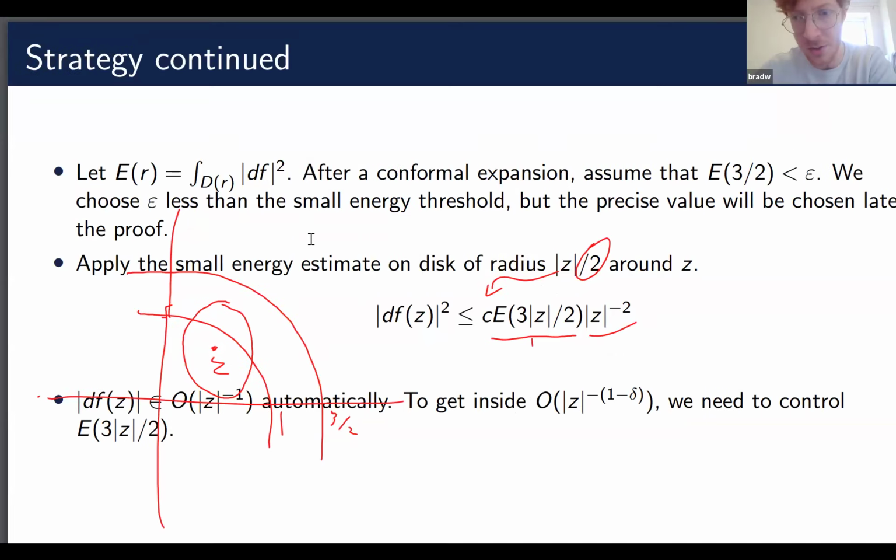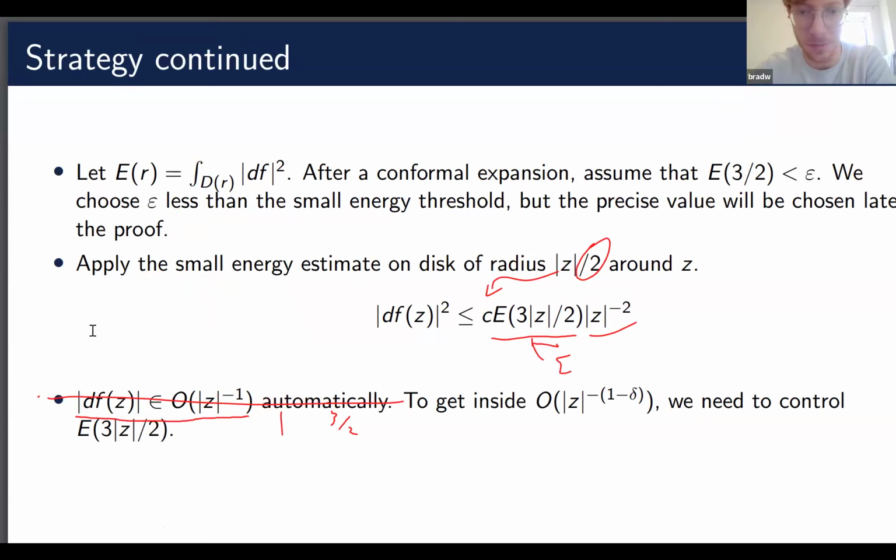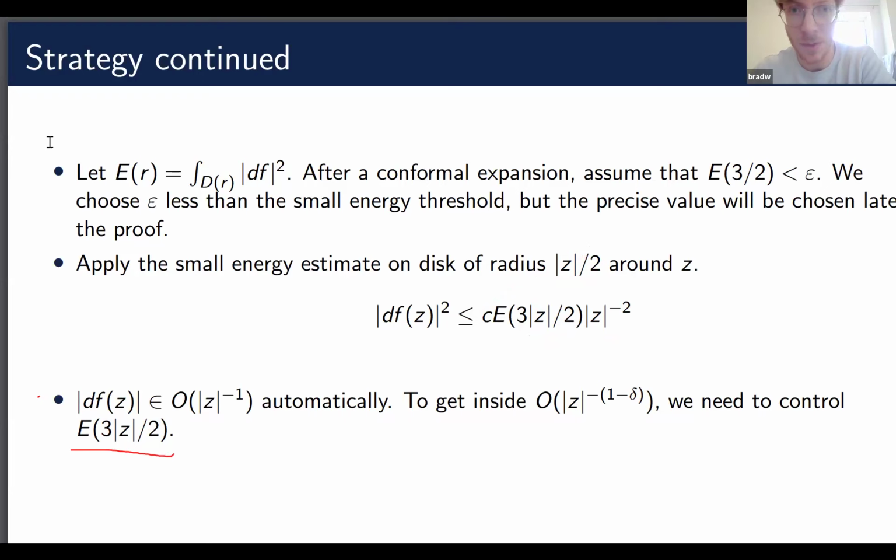Because this energy here is less than epsilon, which we assumed, we automatically get that TF is in O of Z minus one, which is almost what we want, but not quite, because we need it in some slightly smaller power of Z inverse. So to do that, we need to control this energy over this disk of this radius. And to do that, we're going to use a differential inequality.